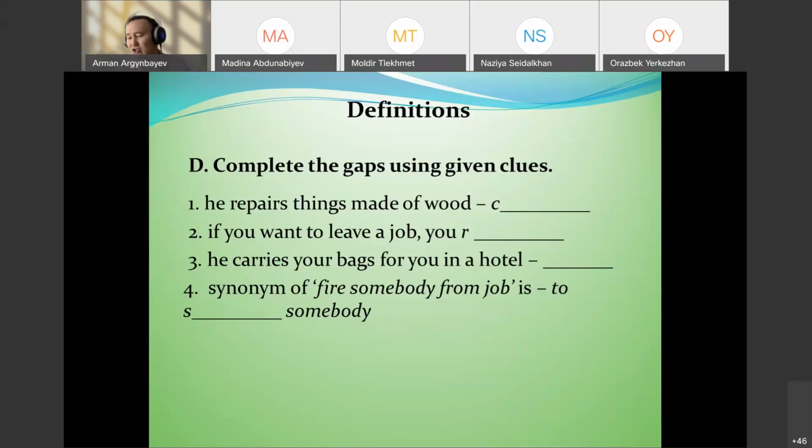You can use definitions like this. Here appears things made of wood. Who is it? A carpenter. Yeah. If you want to leave a job, you resign. Yeah. He carries your bags for you in a hotel. Who is it? A porter. Yeah, and so on.